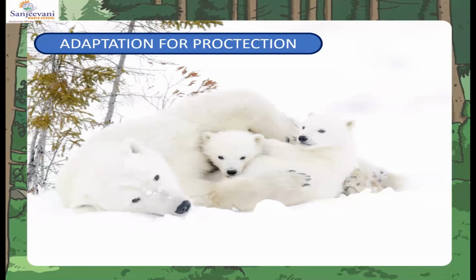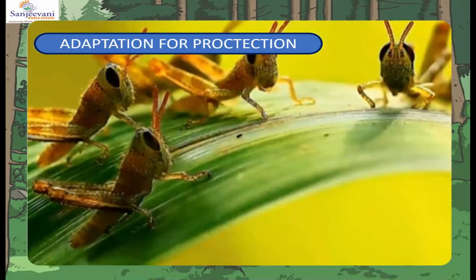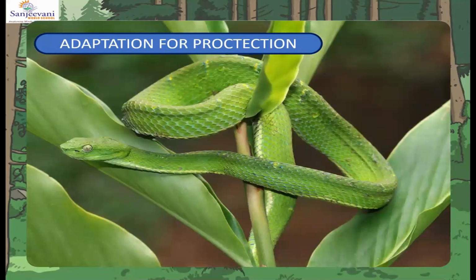Polar bears have brown coats in summer but white fur in winter. The stick insects and leaf insects look like a stick and leaf respectively. Such animals cleverly merge with their surroundings. They cannot be easily detected by their enemies.